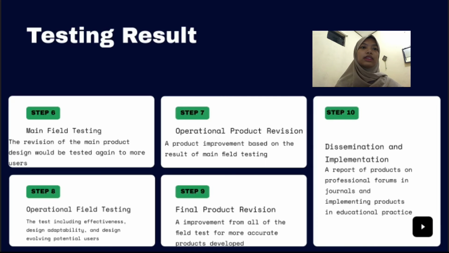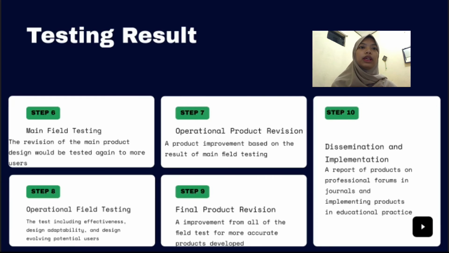Okay, the sixth, main field testing. This step is a main product test. The revision of the main product design would be tested again to more users. The result of this test is that an effective design is obtained both in terms of substance and methodology. This sample, for example, was conducted in 5 to 15 schools, to subjects.